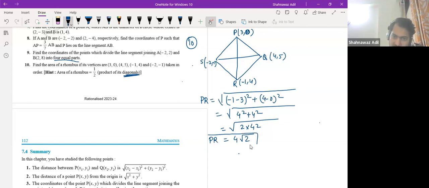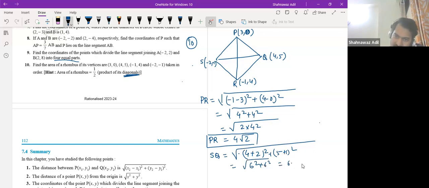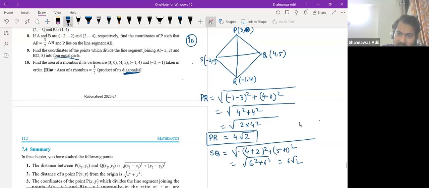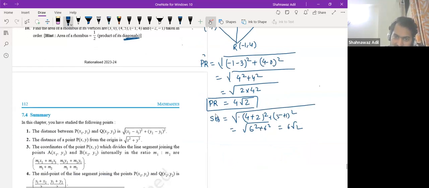and then you have SQ. So SQ would be how much? 6 root 2. Oh, you already got the answer. So this is 6 square, so 6. Yes. So now you have got the diagonals, and then you have to find the area of rhombus.